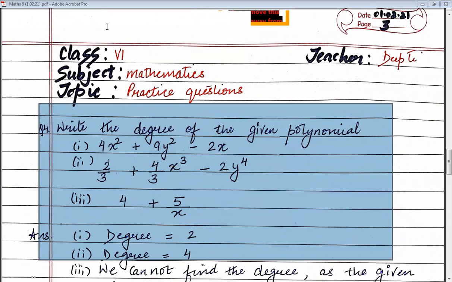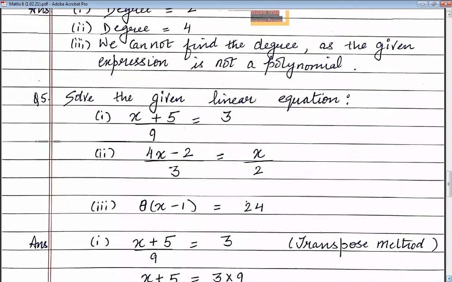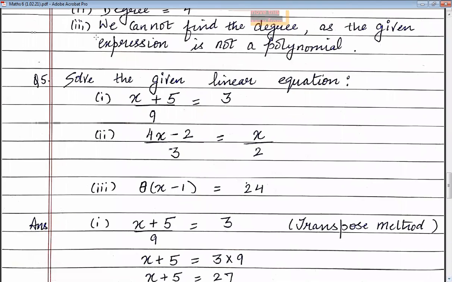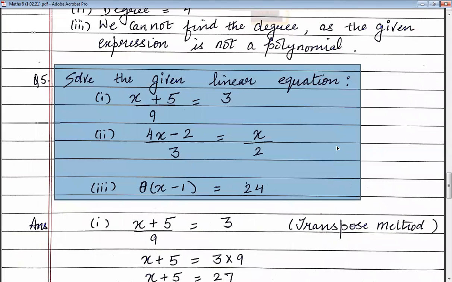So you can't find the degree of this expression. Is it clear, students? I hope you are clear with the degree. Degree means the highest power of a variable in a given expression. Now, let's see question number 5. Children, this is a very important question.